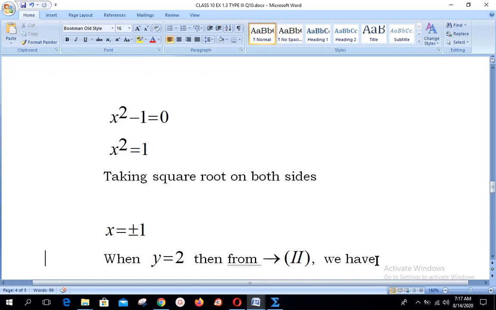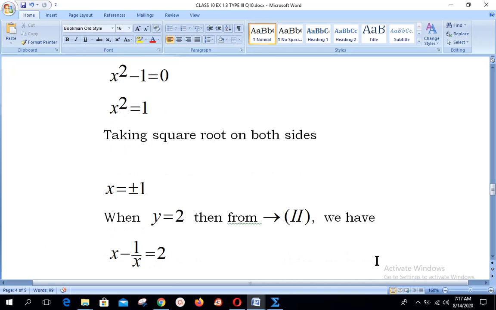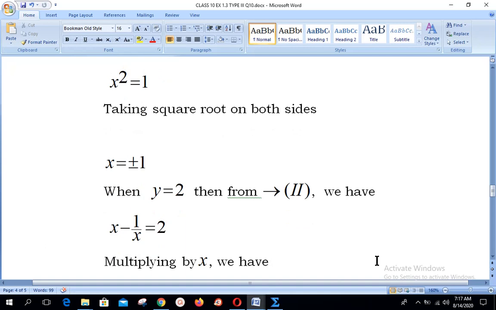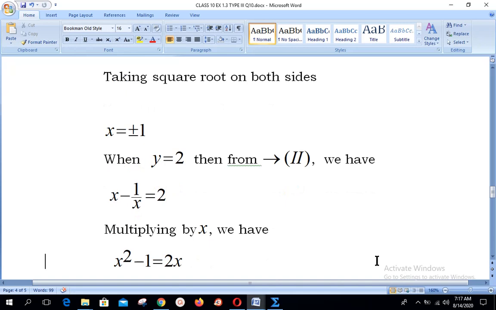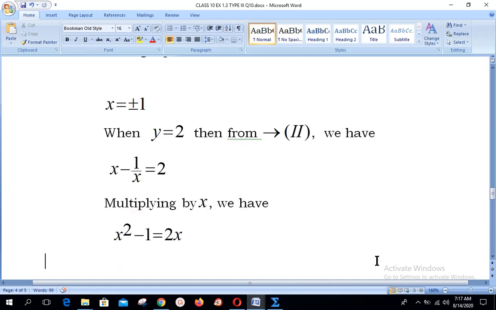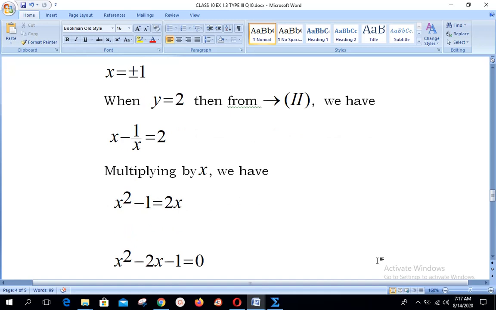Option number 2, when y is equal to 2, then from equation number 2 we have x minus 1 over x is equal to 2. Again multiplying by our LCM, that is x, we have x square minus 1 is equal to 2x. In the next step, shifting 2x towards the left hand side, we have x square minus 2x minus 1 is equal to 0. Observe that it is right according to the standard form of quadratic equation.